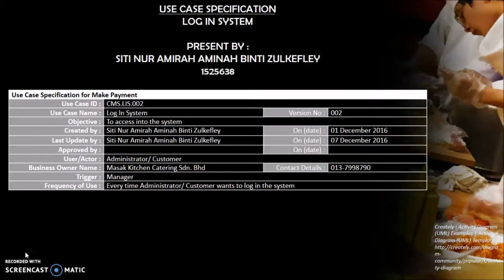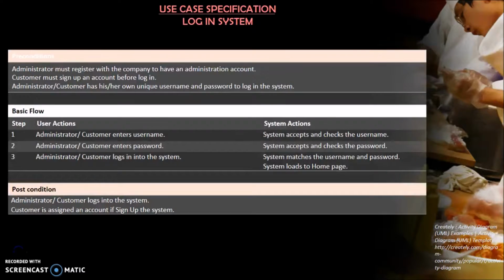So this is the login system use case specification. The objective for this use case is to access into the system. The user or actor for this use case is administrator or customer, and it trigger the manager. And frequency of use for this use case is every time administrator or customer wants to log in into the system. We'll start with the preconditions.